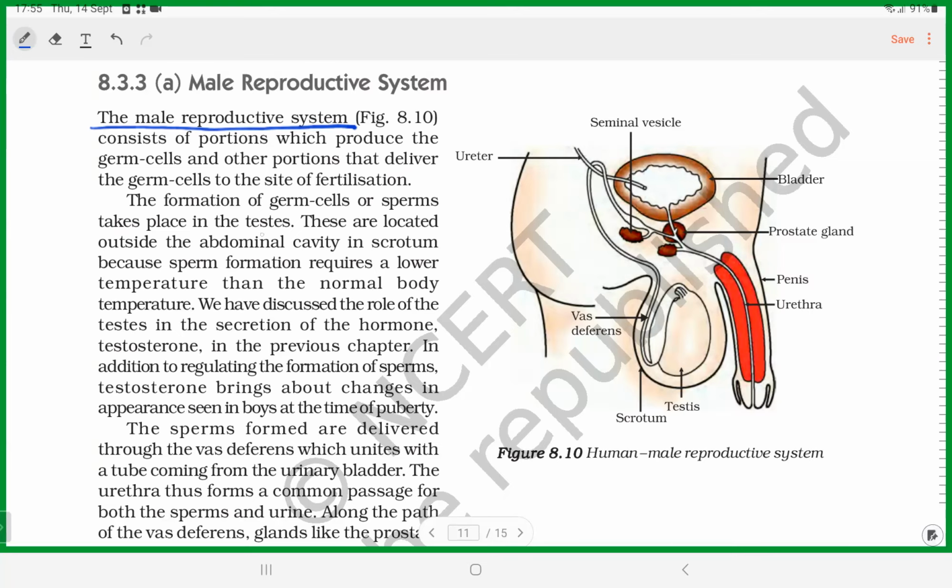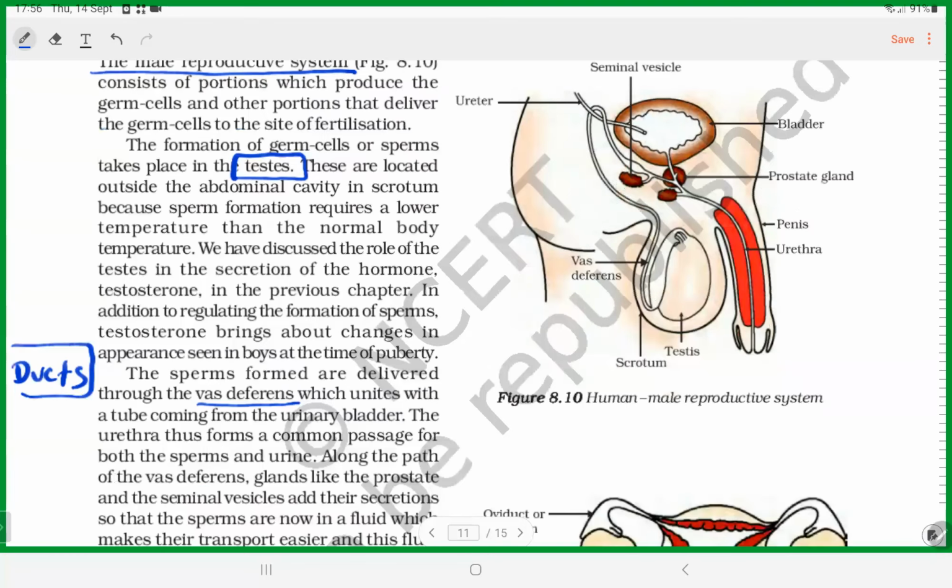The first component is the testes. The second component is the ducts, the accessory ducts, like the vas deferens, epididymis, vas efferentia, all these things.